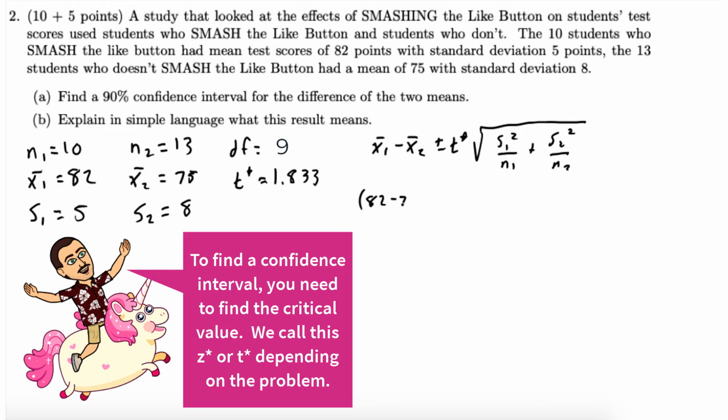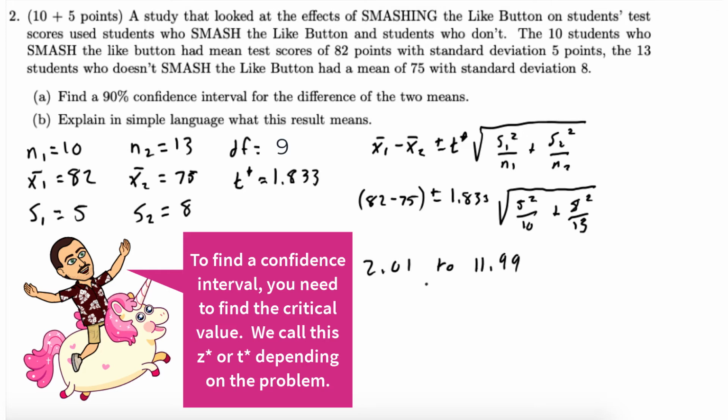and it works out to be, if we want to show some work, 82 minus 75 plus or minus 1.833 times the square root of what's S1? 5 squared over 10 plus 8 squared over 13.